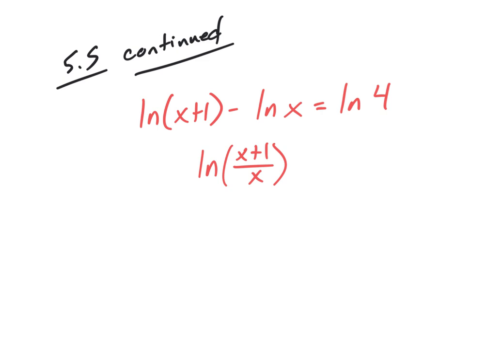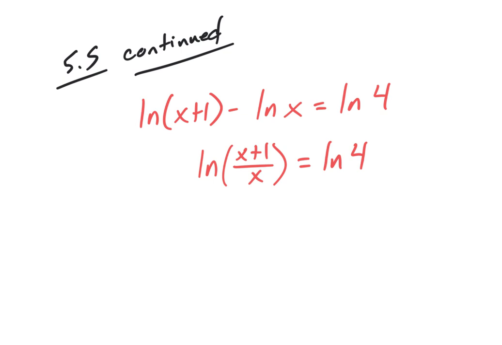Here's the important thing to note as well. Some people want to write it as the ln of x plus 1 over the ln of x. There's only one ln in the problem: the ln of x plus 1 divided by x. So we're combining those together. We divide the two expressions, leave a log in front, equals the ln of 4. We don't have to do anything with the right-hand side.